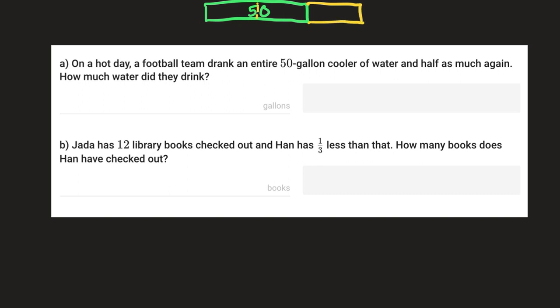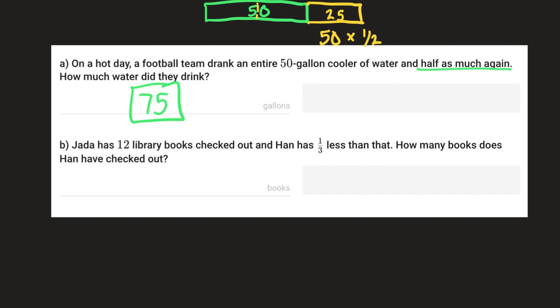So the first thing we need to do is figure out how much is half of 50. 50 multiplied by 1/2 would be 25. So the football team drank the 50-gallon cooler of water, and then they drank half as much again, so that's 25. 50 plus 25 is 75. This is adding, because then they drank half as much again, so we're adding to it.